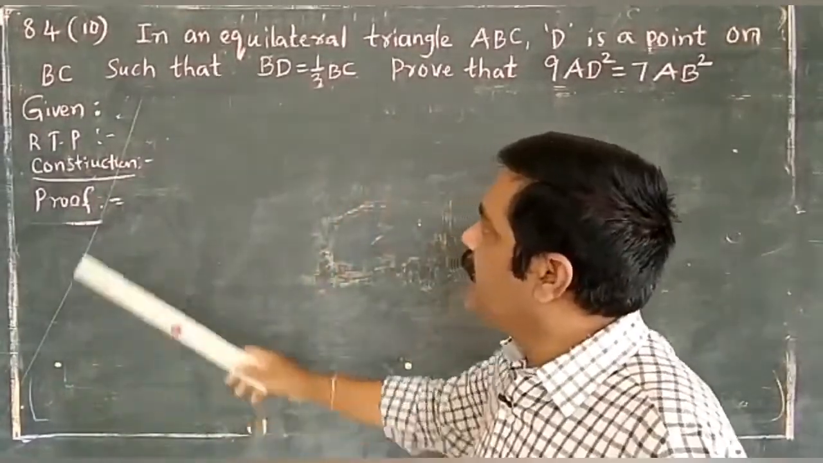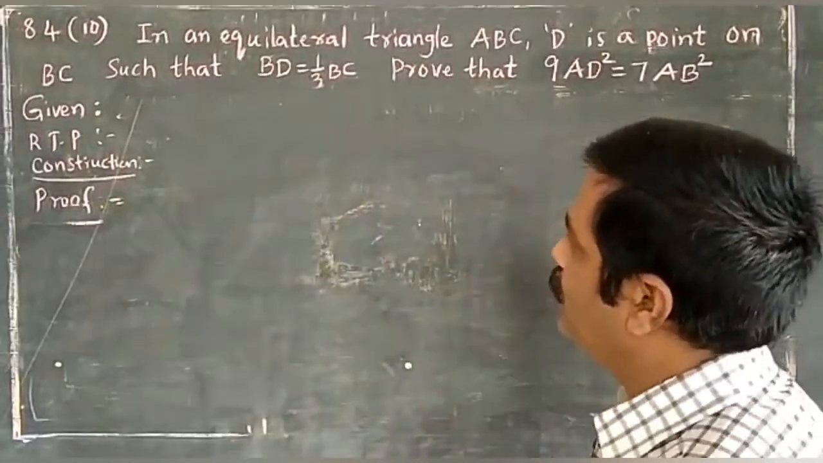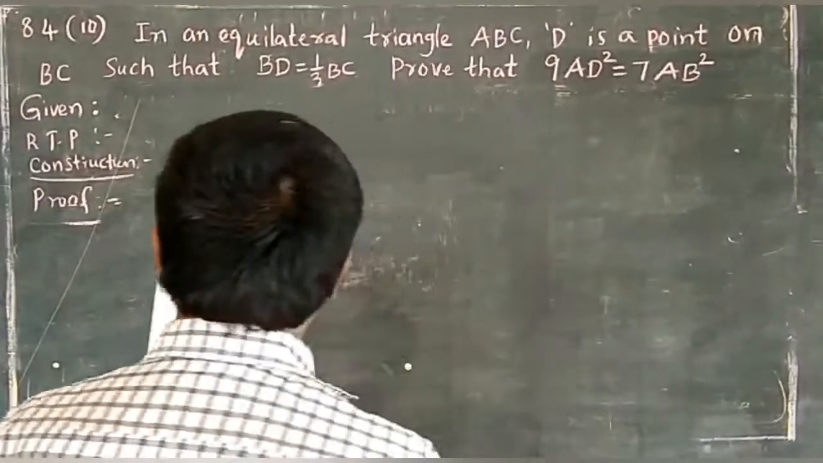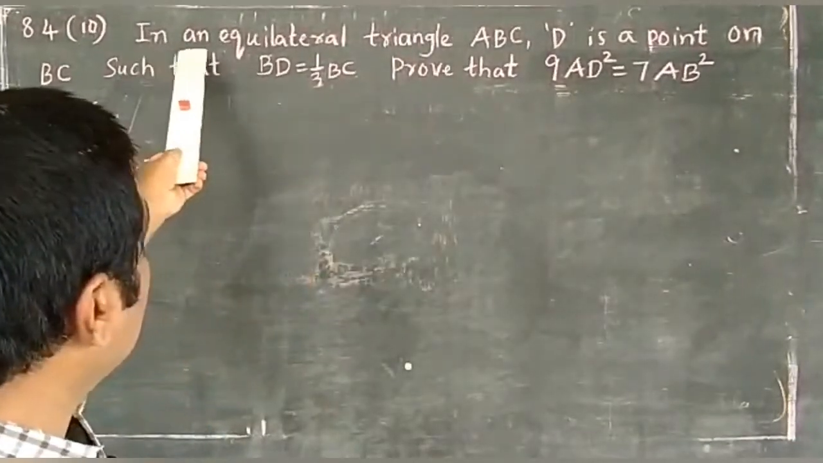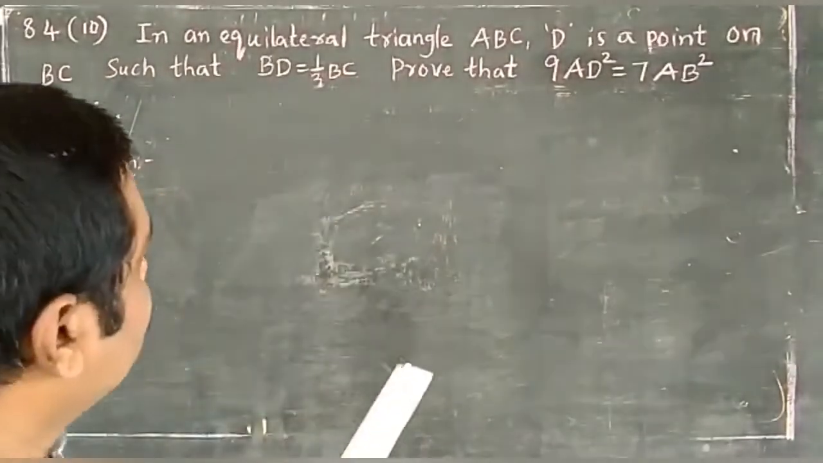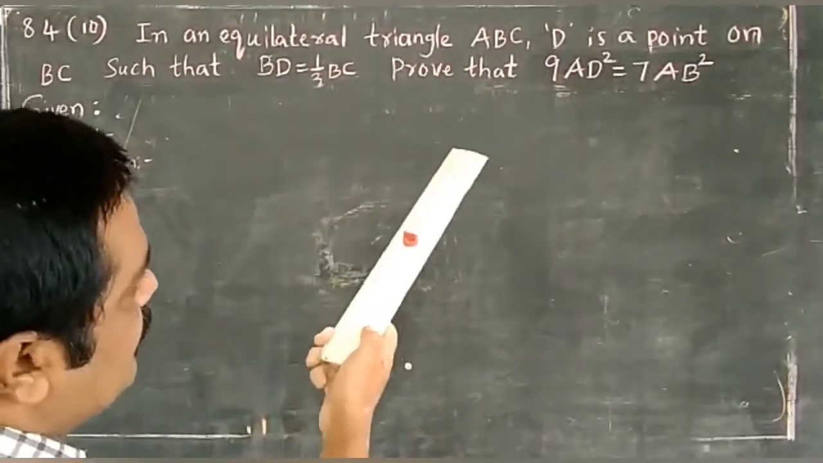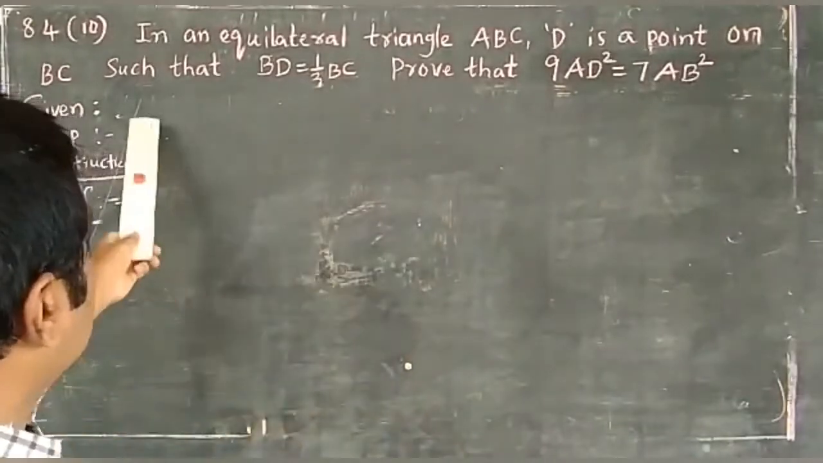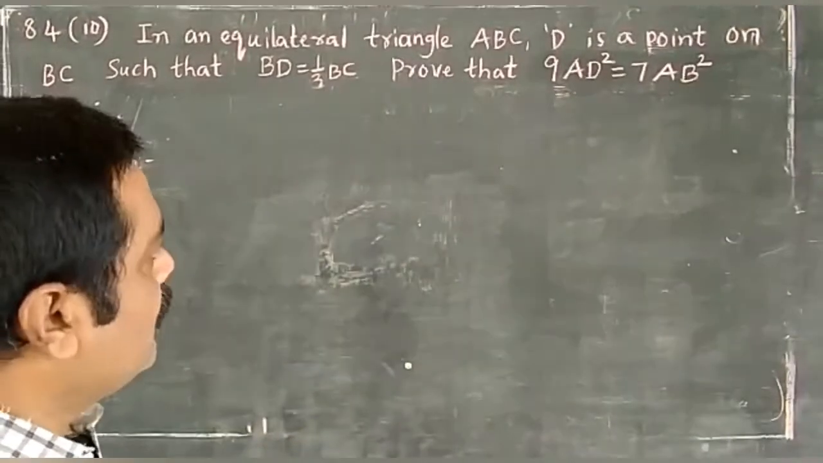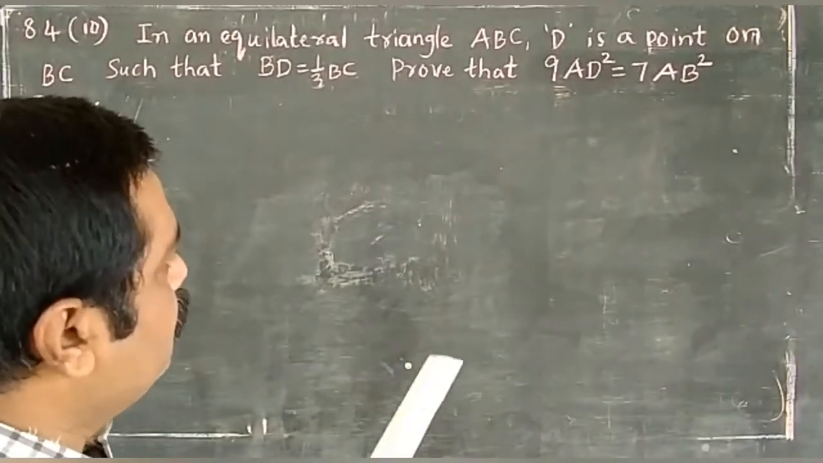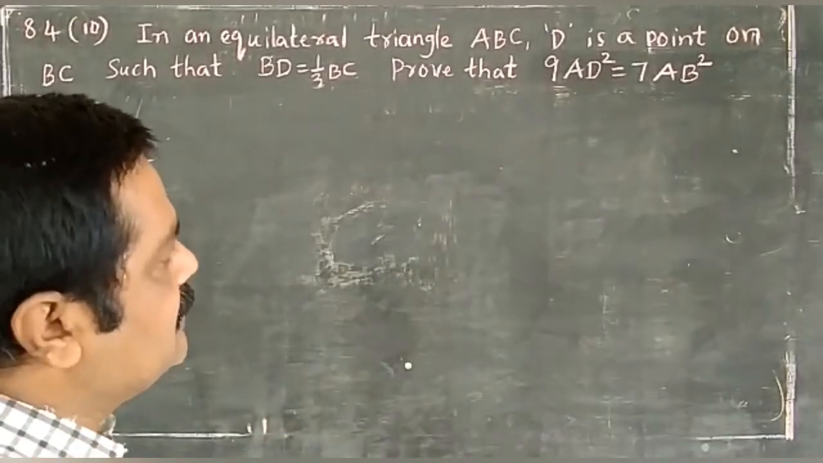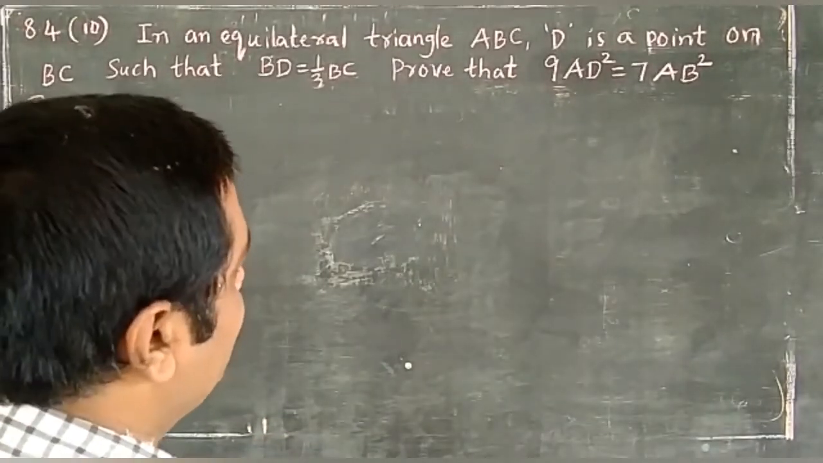This is the 10th question in exercise 8.4. The given information: in an equilateral triangle ABC, D is a point on BC such that BD is equal to 1 by 3 BC. Then prove that 9AD square is equal to 7AB square.